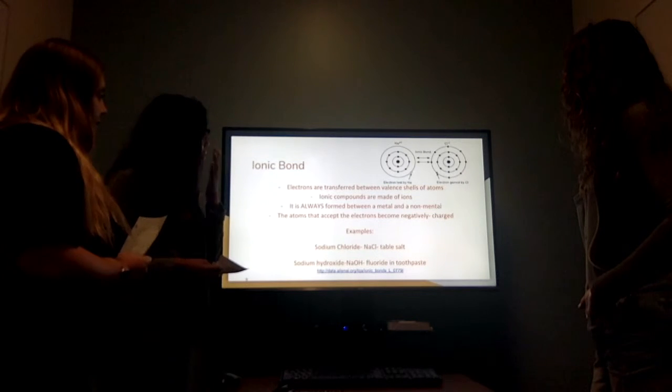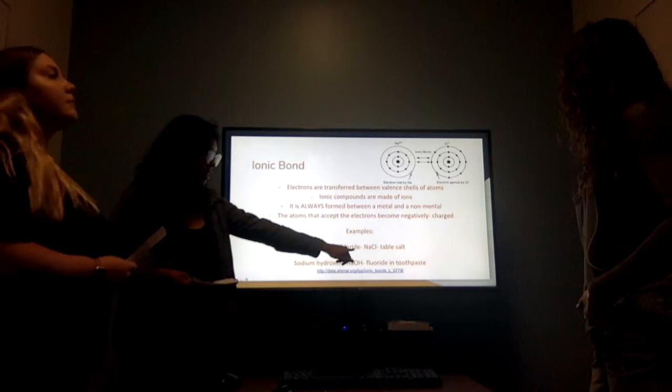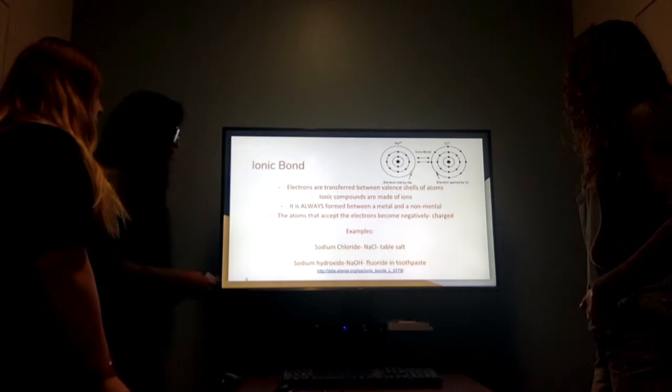The atoms that accept the electrons become negatively charged. So examples are sodium and chloride, and then sodium and hydroxide.